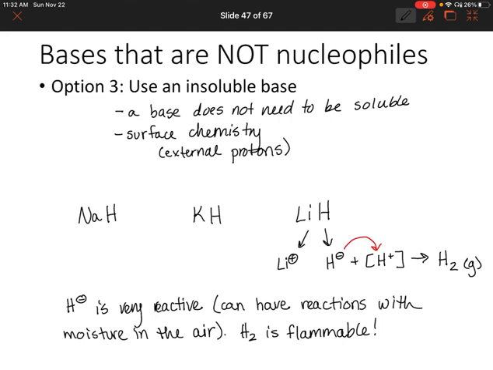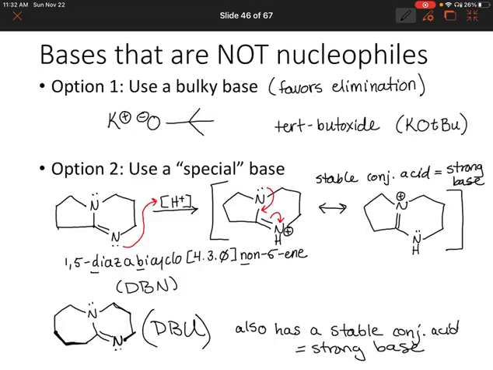There are some very specific reactions where hydrides are useful. But probably most of the time we'll end up using either a bulky base like tert-butoxide to favor elimination, or a special base like DBN or DBU.